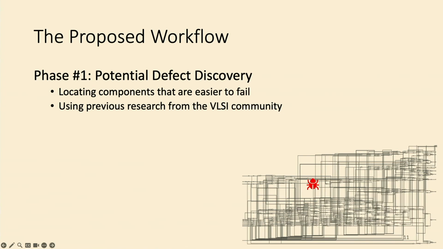So what does our proposed workflow look like here? We have 3 phases, really. In the first phase, we do potential defect discovery, right? This is about trying to localize components that are easier to fail. We use the previous research from the VLSI community. We have some collaborators at Technion who have a good understanding of how aging in circuits works, and so we can take that as a first step here to do potential defect discovery.